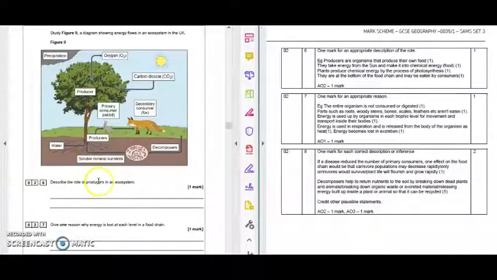2.6, describe the role of producers in an ecosystem. So we've got a picture here, loads of different things are labelled, but we're just going to focus on the producers. For 1 mark, what's the point of them? What is the role of things like trees or grass in an ecosystem or a food chain? So looking at the mark scheme, you could have a few different answers.